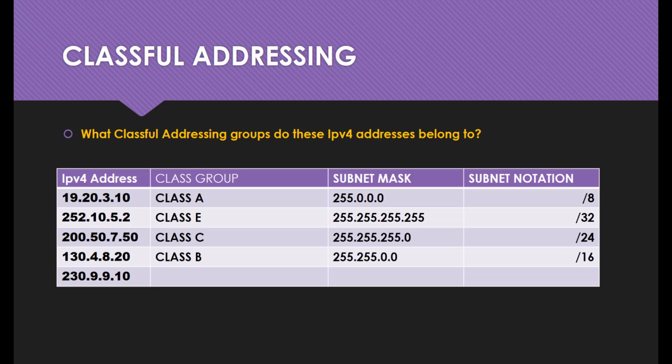And finally, we have 230.9.9.10. Where does 230 fall into? So we have 0 to 128, 128 to 192, 192 to 224, and we have 224 to 240, and we can see that 230 falls between 224 to 240, which is class D, and we can see the result here, class D, which is for multicasting and has all the subnet mask as all ones, and we have subnet notation of /32. So this is simply the way to classify IP addresses using classful addressing.